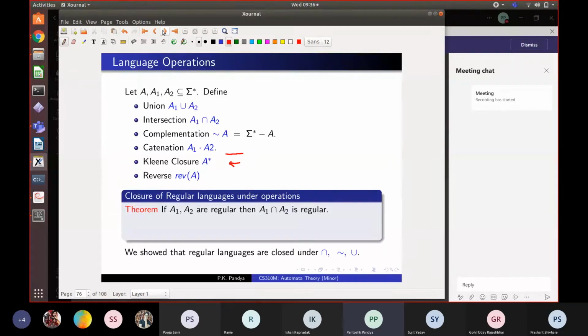And then the kind of theorem that we proved is that if the component languages are regular, that is, they are recognized by some DFA or NFA, then the resulting language, the more combined language, is also regular. That is, if A1 and A2 are regular, then A1 intersection A2 is regular. In that case, we say that regular languages are closed under intersection. That is, if you take any two regular languages, then their intersection is also regular.